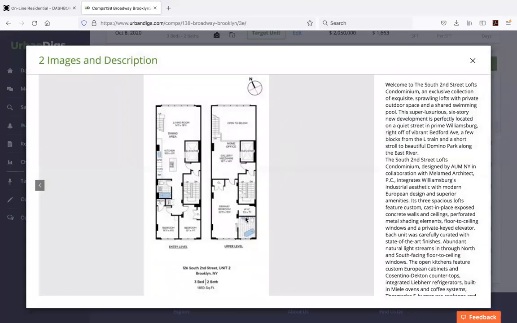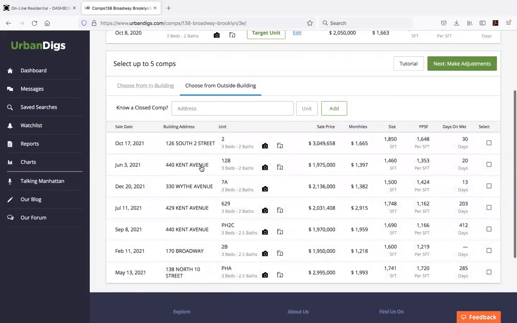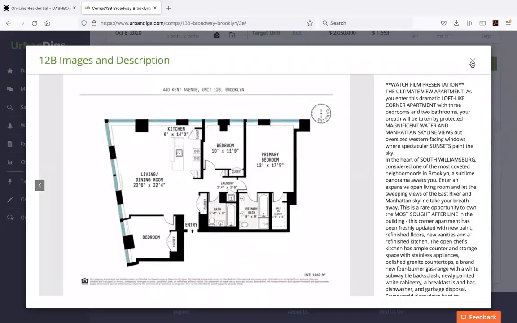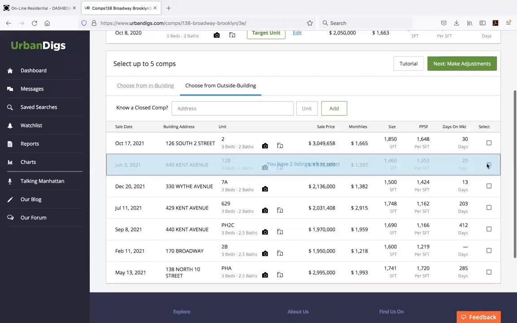This is a duplex with outdoor space, maybe not the best comp for this one. Let's see, this one is, yeah, it's a 3-bedroom, good views. It's probably a good one from Kent. Let's see, Wythe Avenue, what does this one look like?